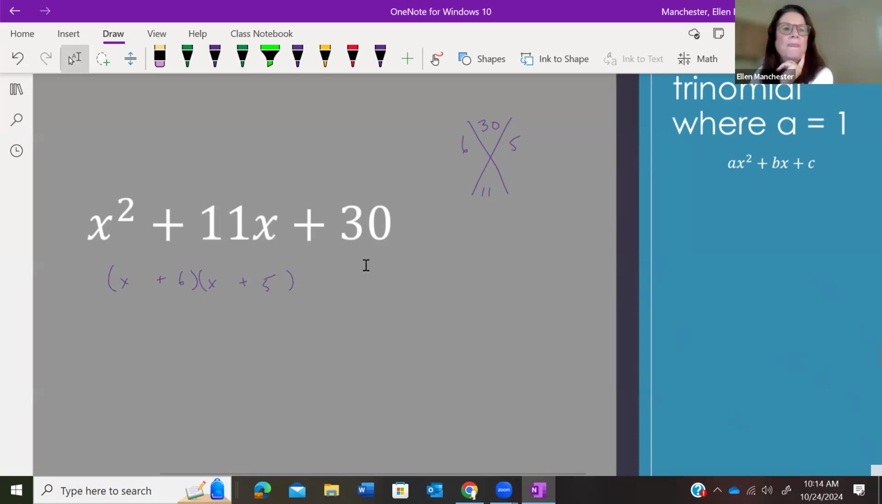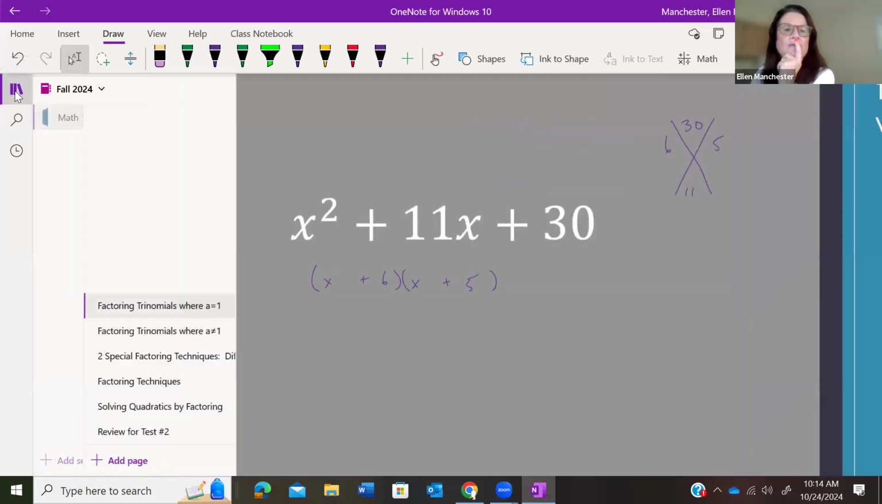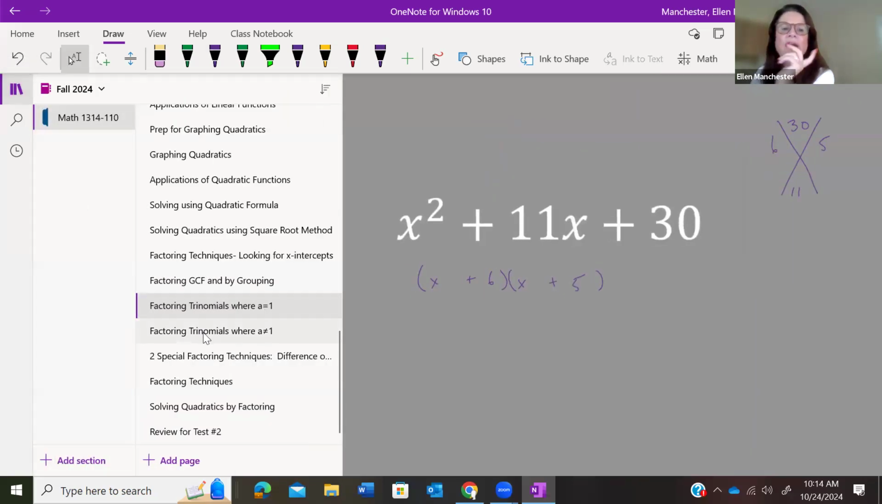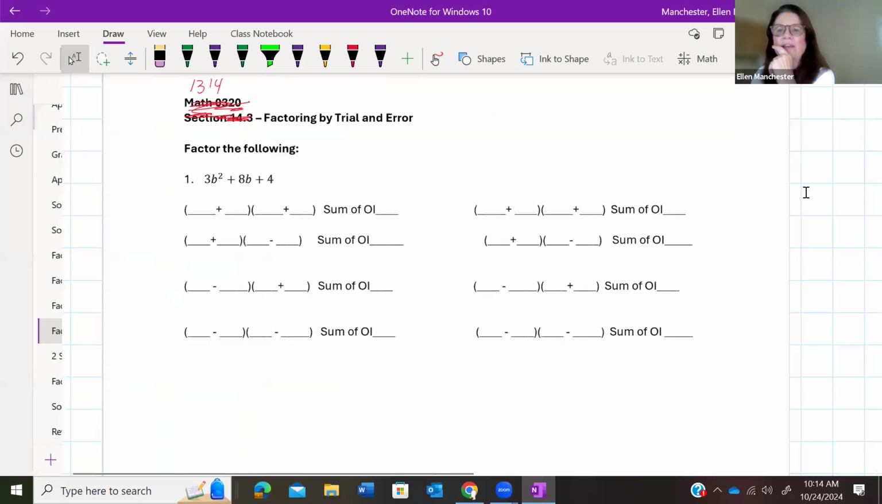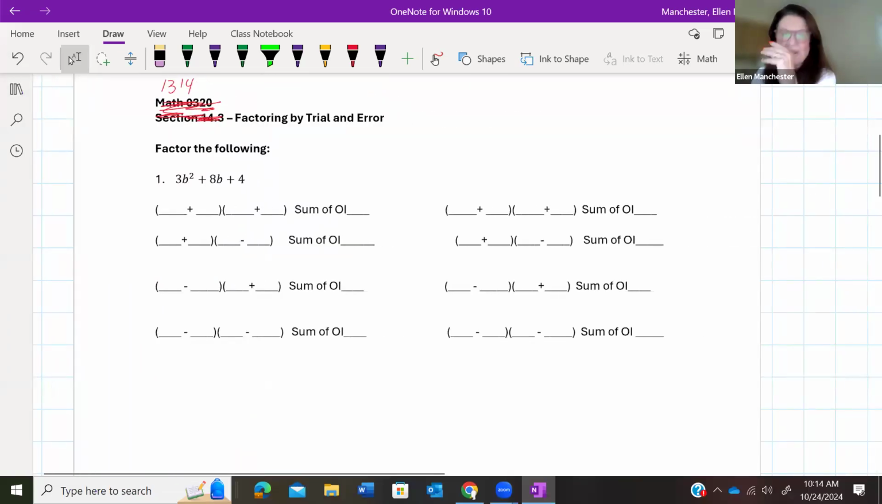Okay. All right, so that is when you are doing a trinomial where a is 1. So now this is the last section, the last type of factoring, and this is when a is not 1. So now you have a value here. So what we do, it's called trial and error. This really makes you think through all the different factors. What's nice is we're going to check it by doing the outside plus the inside. So that's what that sum of OI means, the sum of the outside plus the inside.